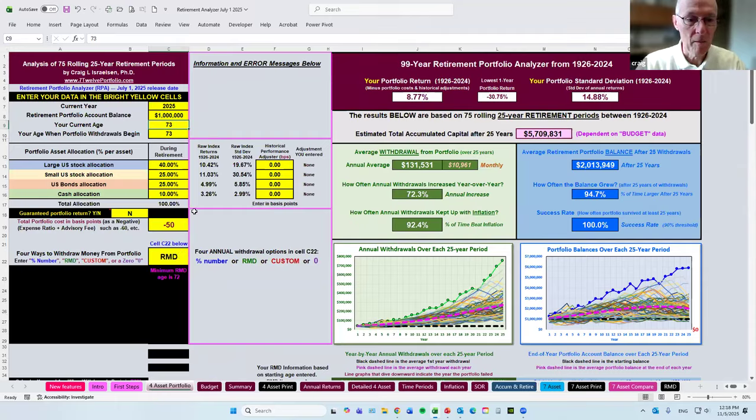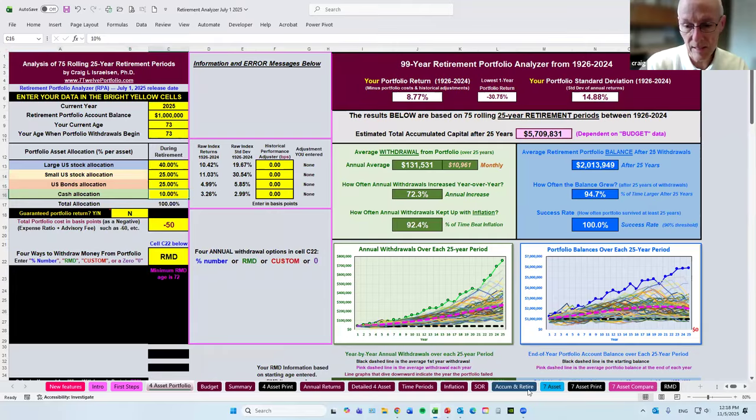At this point, we can adjust asset allocation. We have a large US stock, S&P 500. We have a small stock allocation in our retirement portfolio. We have a bond allocation, and we have a cash allocation. I understand that there are other asset classes out there.